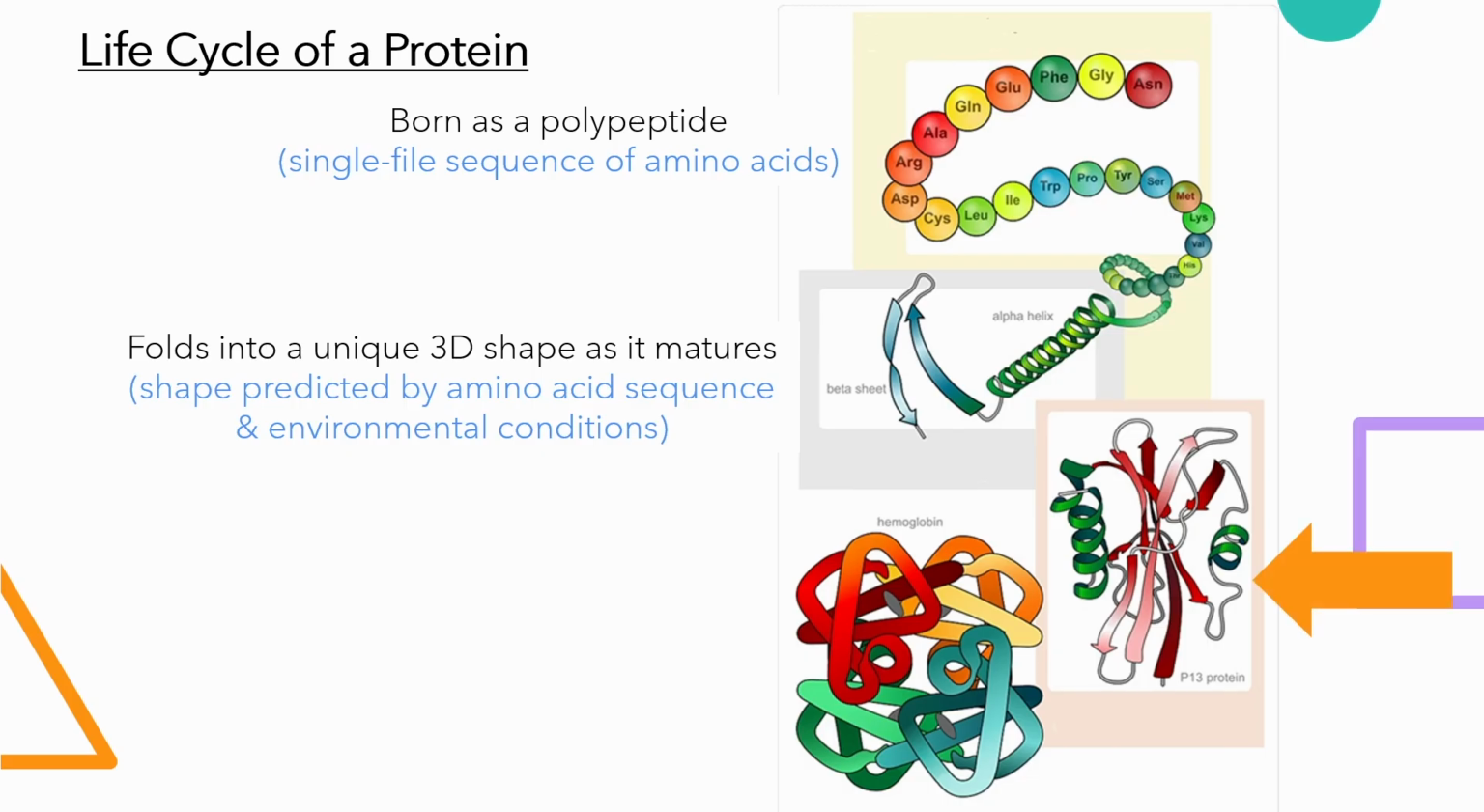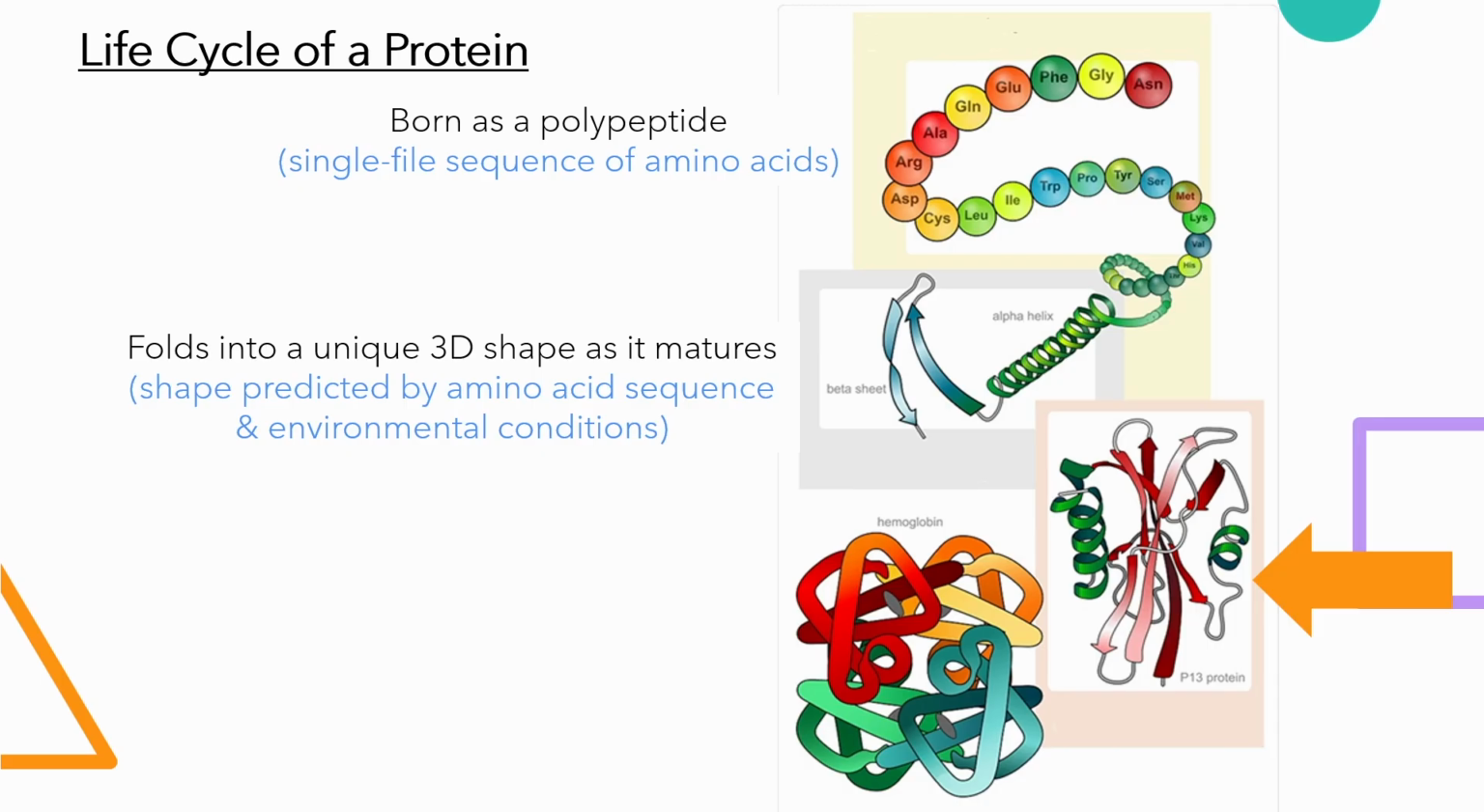Because each amino acid's R group has its own properties, and each polypeptide has a unique sequence of amino acids, these R group interactions result in a unique, complex, three-dimensional shape that is unique to each polypeptide. But we're not done yet.